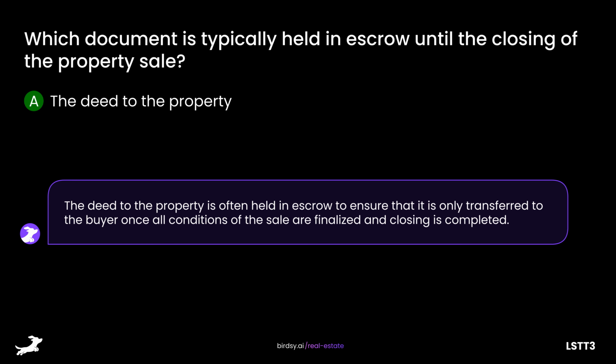The deed to the property is often held in escrow to ensure that it is only transferred to the buyer once all conditions of the sale are finalized and closing is completed.